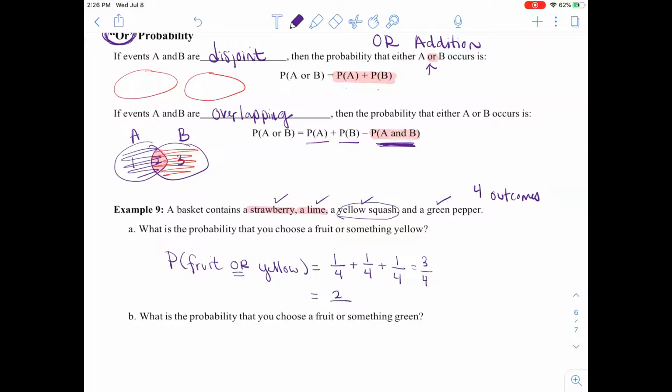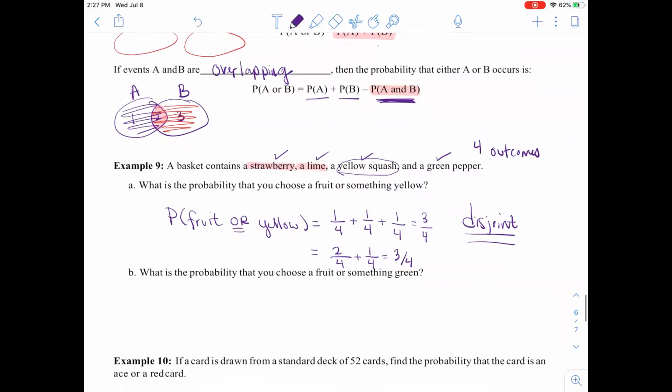Another option was, okay, I have two fruits out of the four options, and I only have one thing yellow. These things are known, so I get the same answer. This is known as disjoint, right? There was no overlap. It's either fruit or yellow with these outcomes. But now it says, find the probability you choose a fruit or something green. So the probability of fruit or green.